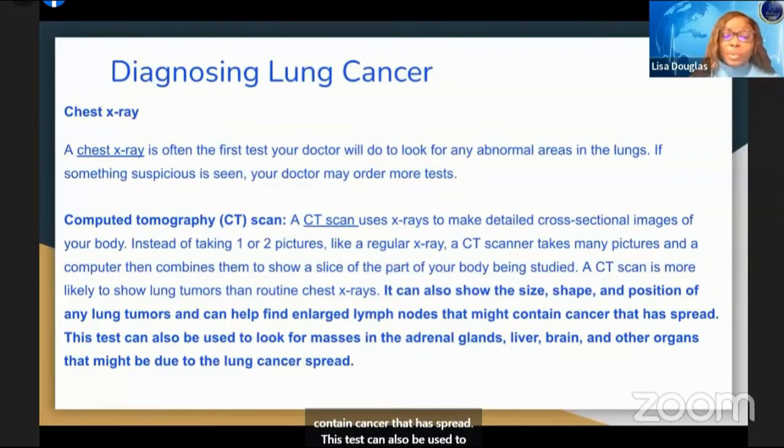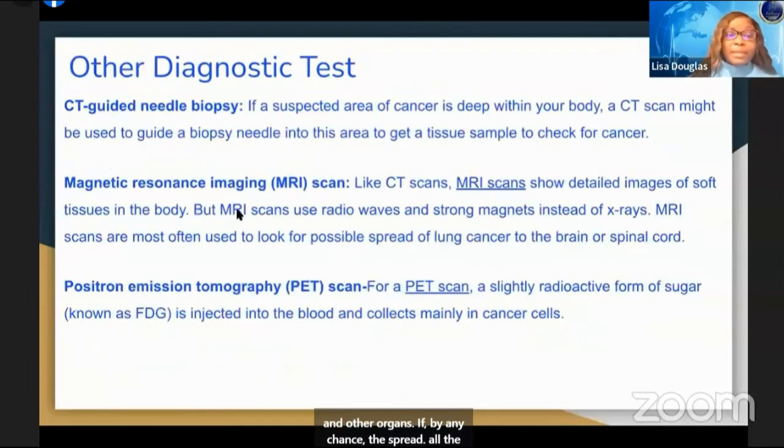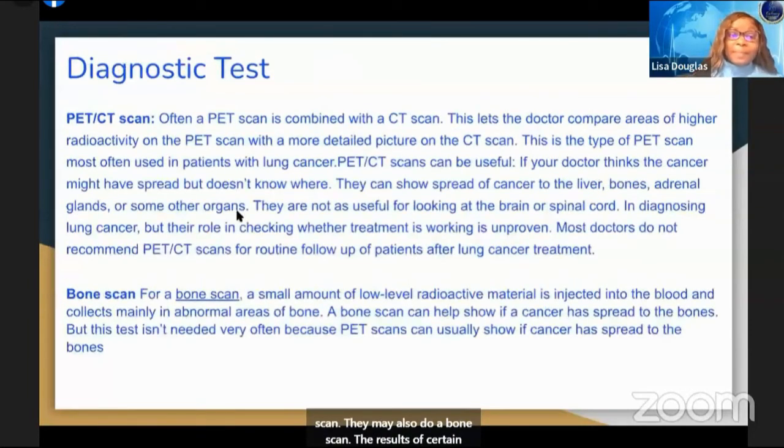This test can also be used to look for masses in the adrenal glands, the liver, the brain, and other organs, if by any chance the cancer may have spread. Other diagnostic tests, they may do a CT-guided needle biopsy. We spoke about the MRI, and they may also do what's called a PET scan. They may also do a bone scan.